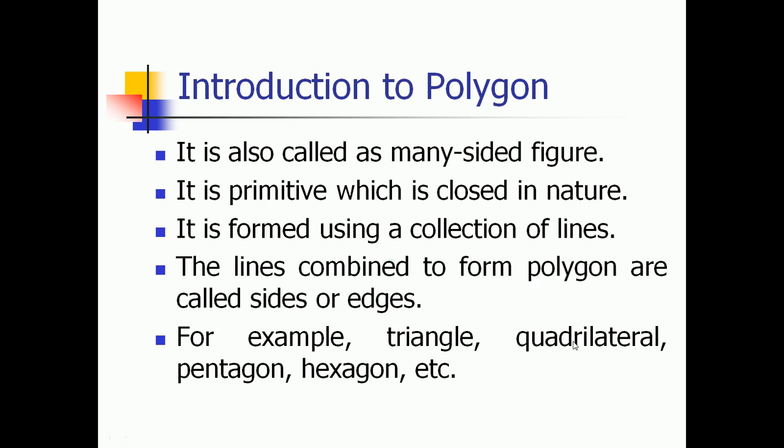So as you already know, what is polygon? Poly itself means many and gon means sides. So a polygon is nothing but a geometrical object which has many sides, a many-sided figure, and it is closed in nature. It is formed using a collection of lines. Lines generally combine to form the polygons, and these lines are called sides or edges, and these lines combine at the vertices. For example, the basic or regular polygons are triangle, quadrilateral, pentagon, hexagon, etc.